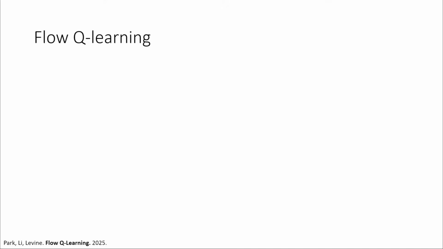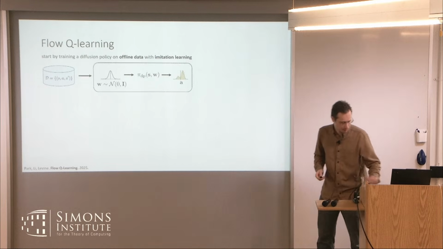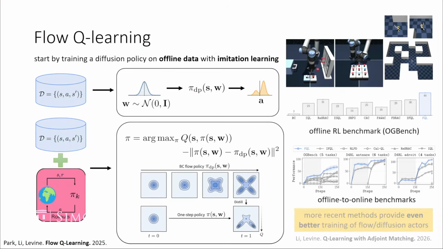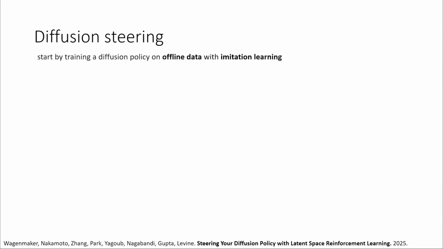I wanted to tell you about some methods for doing this, but I want to be conscious of time, so I'll tell you about one method, not this one. I'll tell you about the simplest method, which is diffusion steering. There are multiple ways of using diffusion for offline to online RL, but this one happens to be very simple, and it actually works quite well.